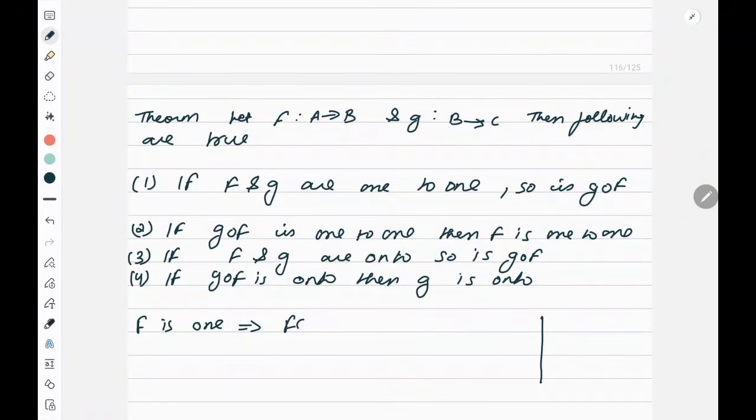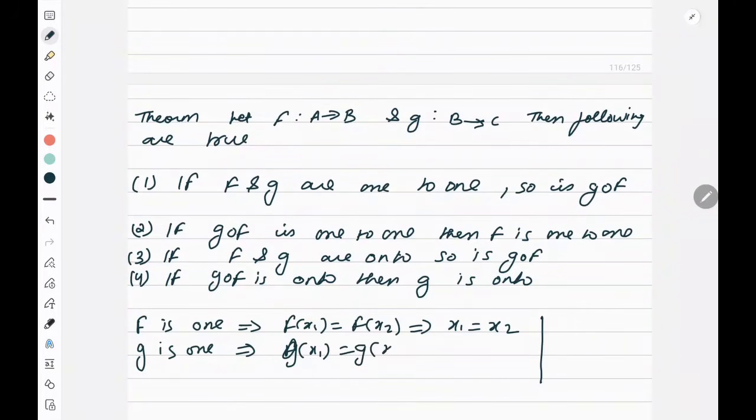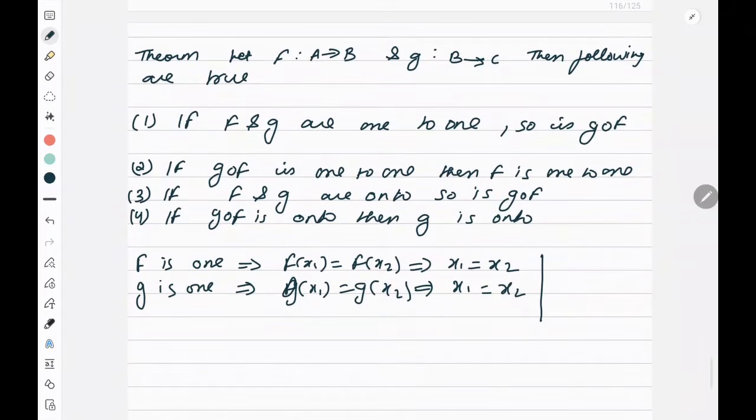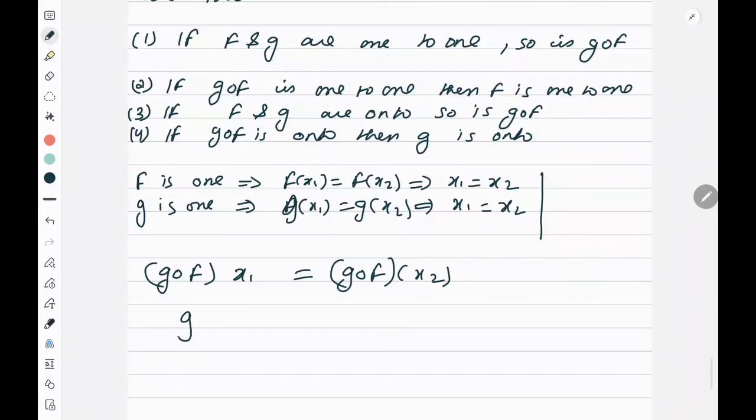It means that if f of x1 is equal to f of x2, then x1 is equal to x2, right? Same way, g is 1 1 implies what? If g of x1 is equal to g of x2, then x1 is equal to x2. Now the same thing I should prove for GOF. So let me start with GOF of x1 is equal to GOF of x2, right? So I should prove that x1 is equal to x2. So g of f of x1 is equal to g of f of x2, right? What is f of x1? f of x1 is nothing but x1.